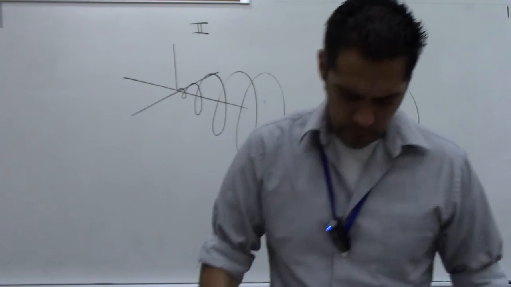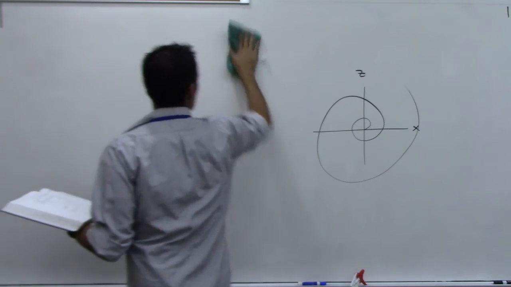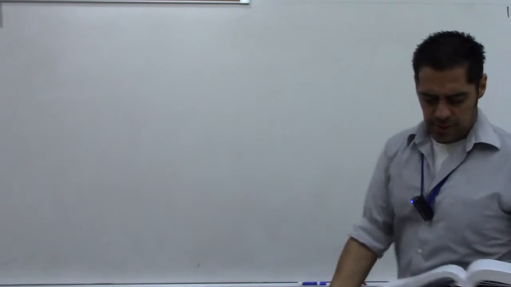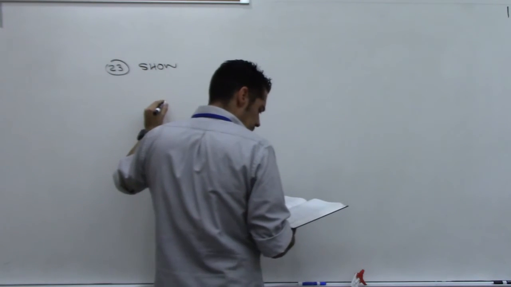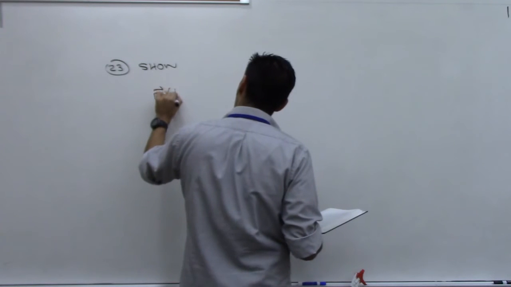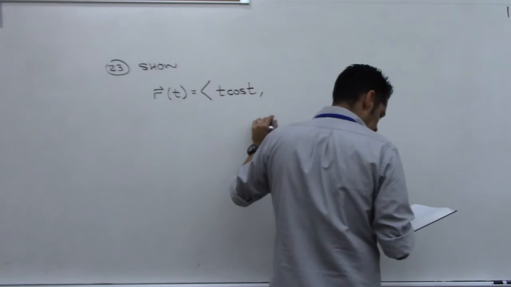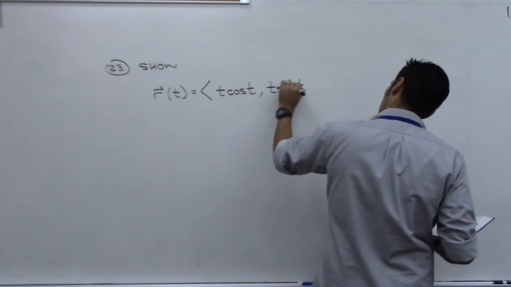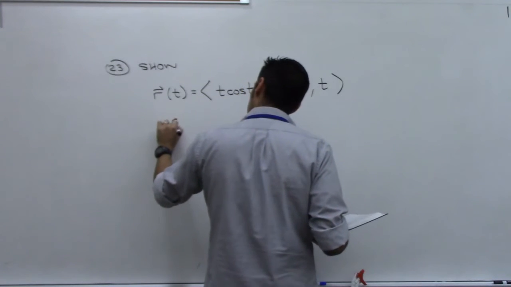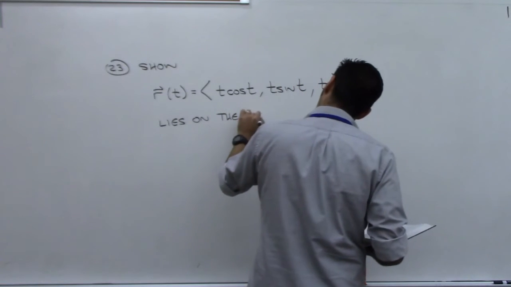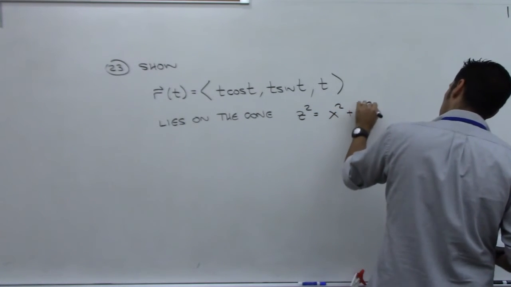23 is interesting. Show that the curve, they give you parametric equations, but I'm going to convert it. t cosine t, that looks like what we just looked at, t sine t, and t. Show that this lies on the cone z squared equals x squared plus y squared.